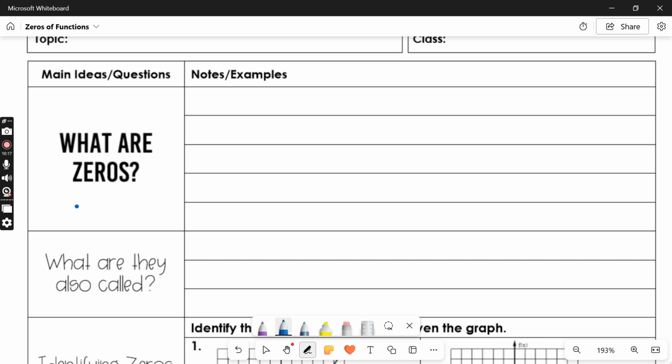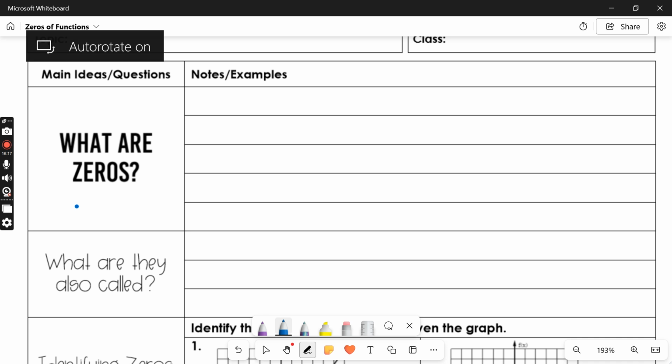Hello everyone. Today we're going to talk about zeros of functions. This is something we've kind of talked about a little bit before, so hopefully it's pretty straightforward for us and we can end on a good thing this week.